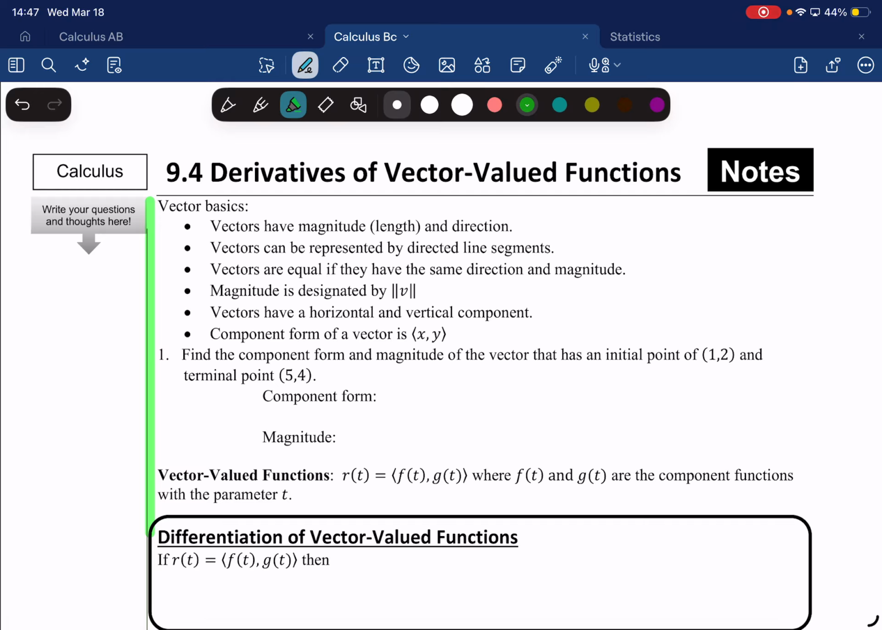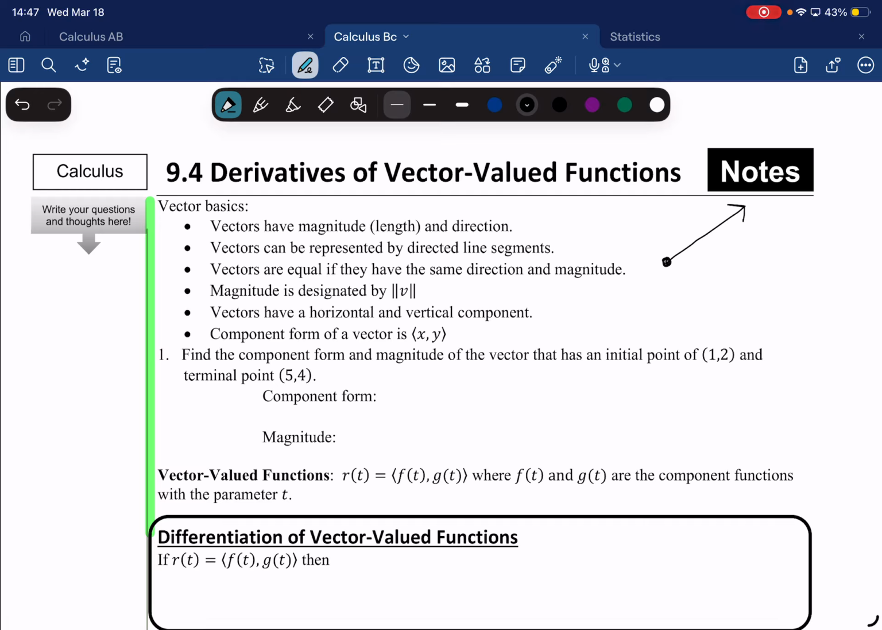It says vectors have a magnitude, which is length, and direction. Vectors can be represented by directed line segments. So for example, if I start here and then mention my direction, that is a vector. Vectors are equal if they have the same direction and magnitude. Magnitude is designated by this symbol here, which looks like two absolute value bars around v, for vectors.